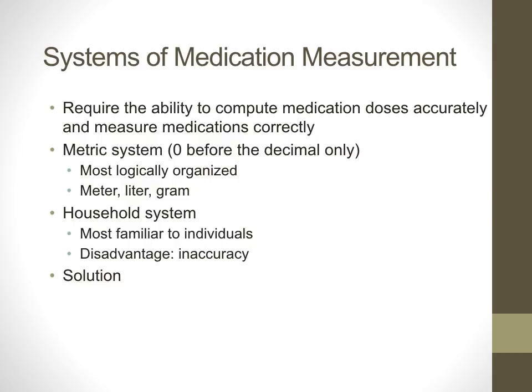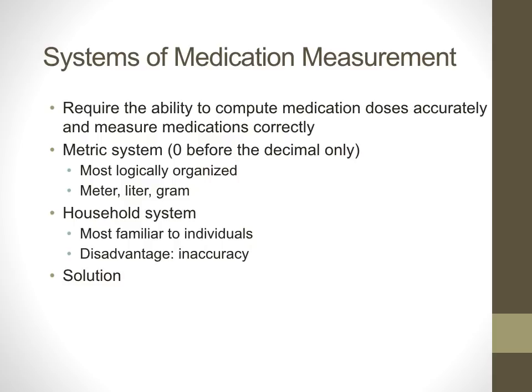Now, our systems of medication and measurement. We've got to be able to compute the dosages accurately and in a timely manner to make sure the medications are administered correctly. Most medications use the metric system, but some still use household systems. Make sure when using the metric system, you put a 0 before the decimal point only. And if you have any questions about that, look at your dosage calculation rounding rules.